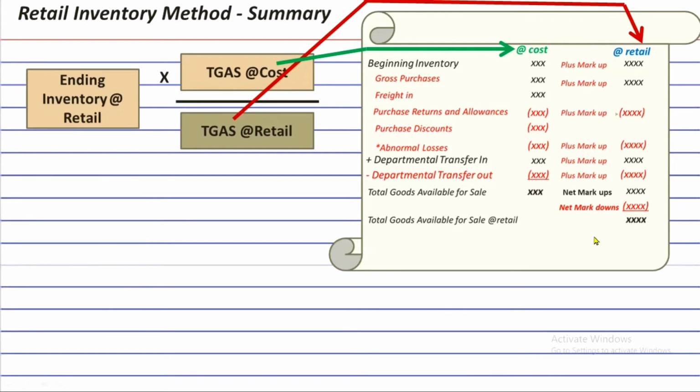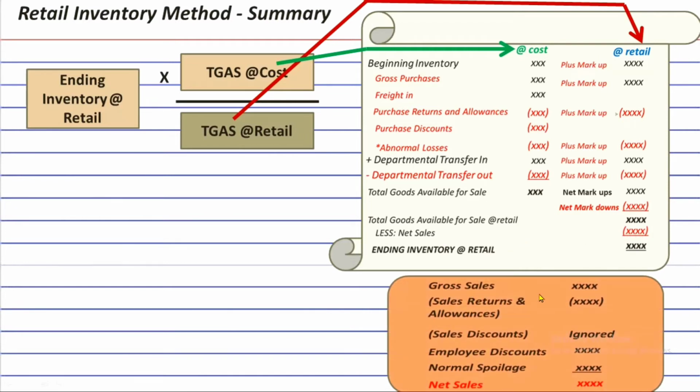Now, let's go to the last one, the ending inventory at retail, which is just the TGAS at retail less the net sales and normal losses. The net sales and normal losses is composed of gross sales less sales returns, but you need to remember to ignore the sales discounts, and the employee discounts, you need to add them back because we're talking about the retail inventory method, which is an inventory estimation technique. But if we're not talking about estimating inventories, then we will not be ignoring the sales discount and we will not be adding back the employee discounts. And lastly, you need to add the normal losses to get the net sales and normal losses. So, deduct this amount from the TGAS at retail and you will get the ending inventory at retail.